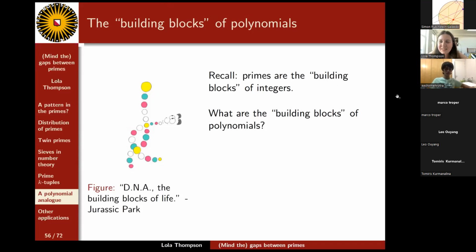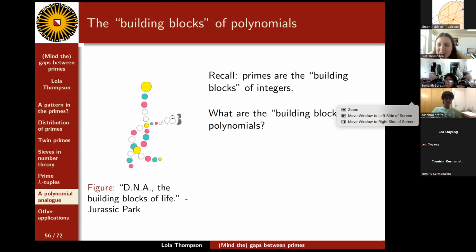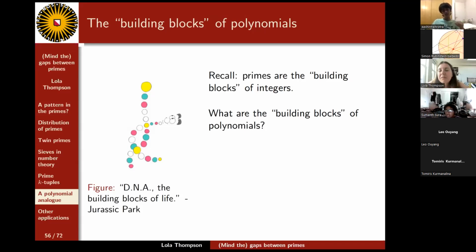I was going to say binomials. What was that? Binomials? Monomial. Yeah, not exactly monomials, because I'm not going to restrict myself here to monomials, but there's another type of polynomial that is the smallest unit in the polynomial world. Maybe people just haven't seen this terminology. I don't know.